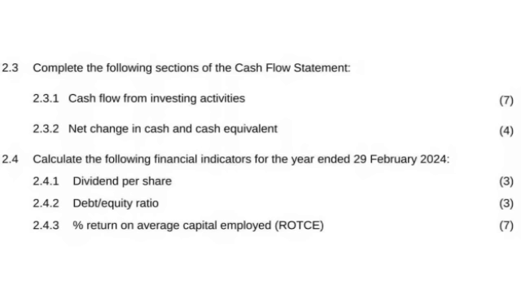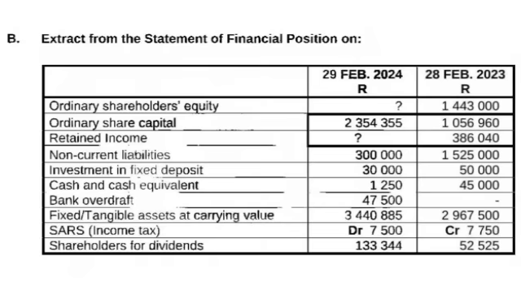And then in 2.4.2, you are asked to calculate a debt equity ratio. A debt equity ratio basically looks at your non-current liabilities to ordinary shareholders equity. Non-current liabilities we see at 300,000, but our ordinary shareholders equity is a question mark. However, we can calculate it. It's ordinary share capital plus our final retained income that we just calculated in our retained income note.